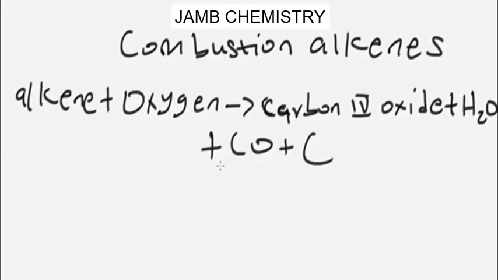When the combustion is complete, that's when there is enough or excess oxygen in the air, carbon dioxide and water will be produced as the products. Whereas when the combustion is incomplete, carbon dioxide and water will also be produced together with carbon monoxide and carbon. All right, that's the basic information you have to know about alkenes for chemistry under hydrocarbons.